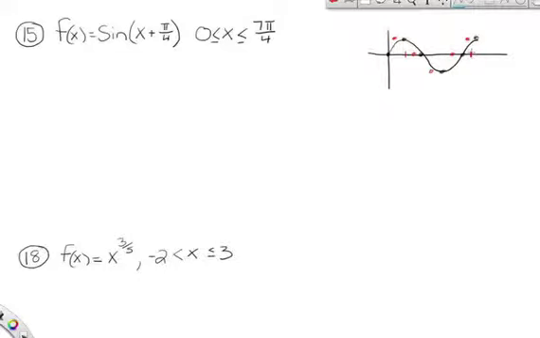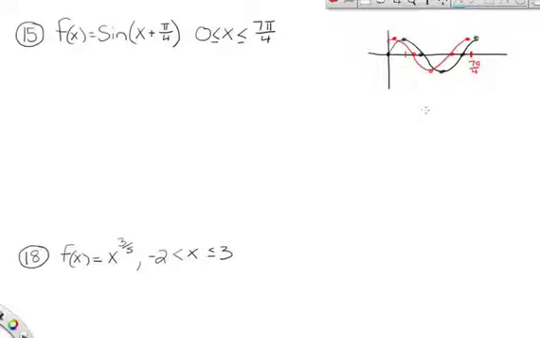And they want us to look all the way up to 7 pi over 4, which would be a pi over 4 shy of 2 pi. So that means my graph should look like this. So once again, I already know the answers. I can write them down right now.